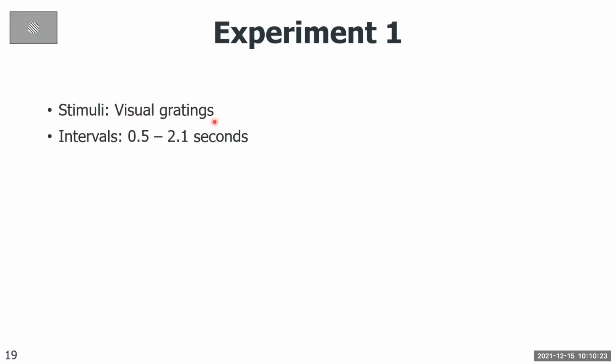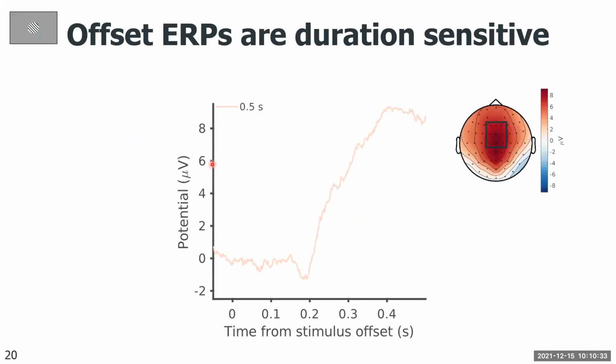So let's start with the results of the first experiment, which was a visual experiment. We used visual ratings of stimuli, and the intervals we tested in this design were between half a second and 2.1 seconds. So let's start with taking a look at the EEG to the shortest duration in this block, which was a half a second long stimulus. On the x-axis, we have the time from stimulus offset, where 0 marks the offset of the stimulus. On the y-axis, we have the potential in microvolts.